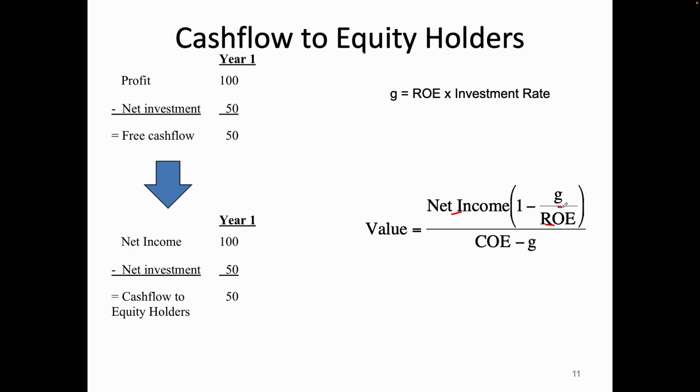The growth is no longer the growth in free cash flow or growth in NOPLAT. It's the growth in net income. And we discount it not at the WACC, but at the cost of equity. So same equation, just plug in equity values.